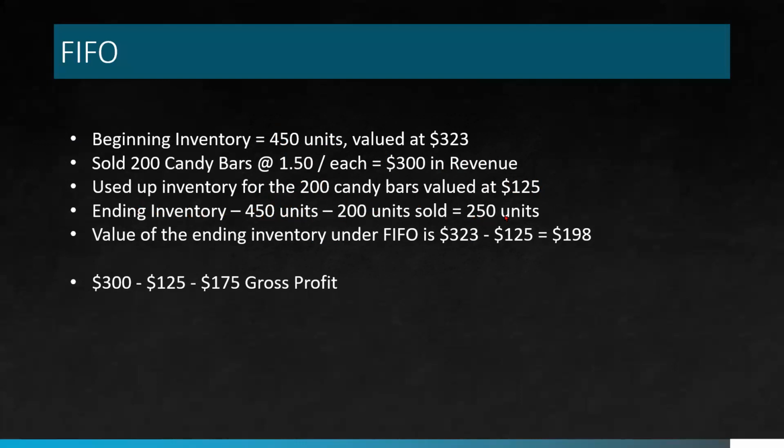So my ending inventory would be 450 units, which is what we started with, minus the 200 units that were sold. And it means I have 250 units sitting on my balance sheet under inventory. And the value of that is the $323 for the 450 units that we originally purchased with 3 purchases, minus the $125 that I'm moving over to cost of goods sold. So now I have $198 sitting on my balance sheet under inventory and $175 in gross profit.